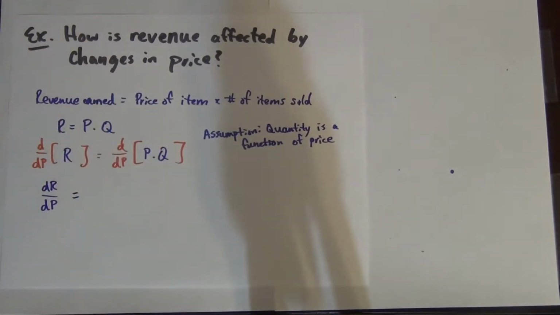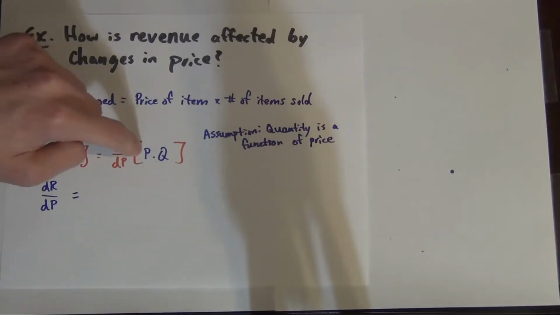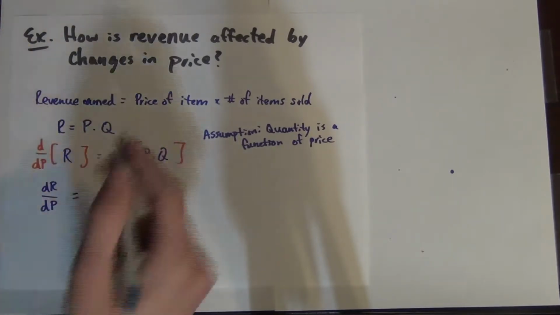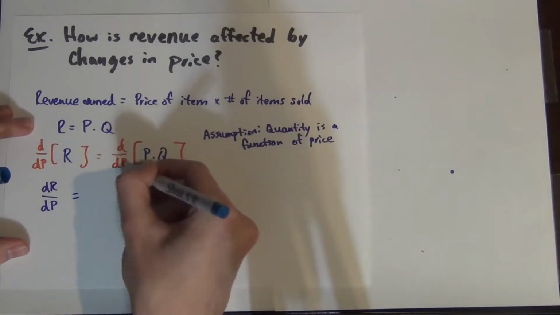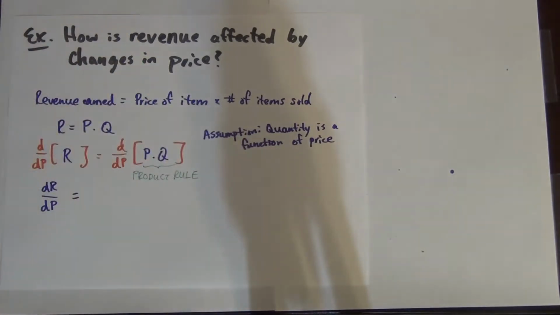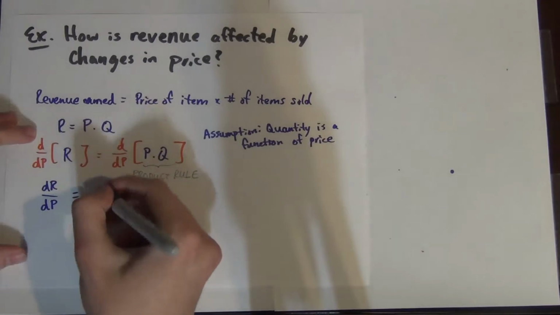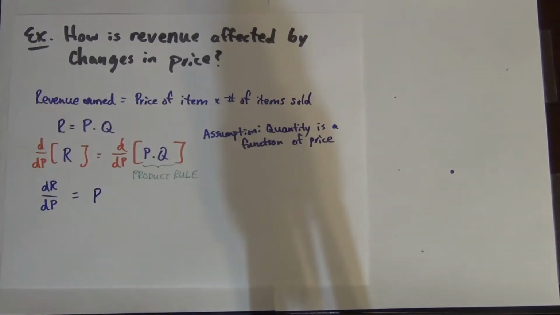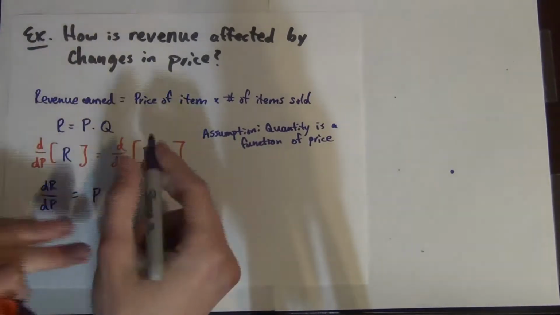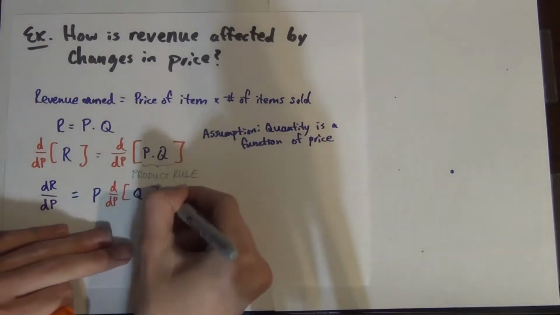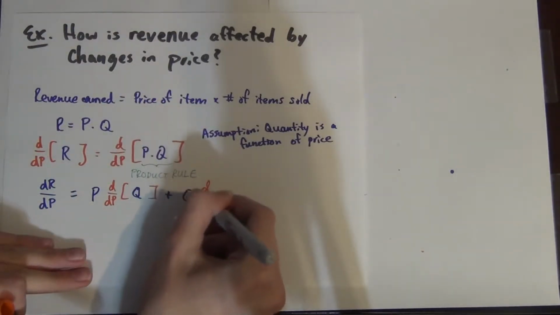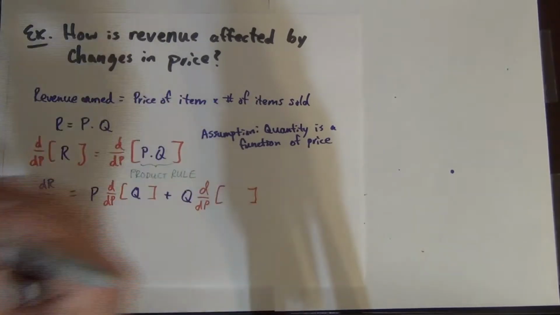All right, so like I said, the reason we're going to use the product rule, well, we have two functions. We have two functions of price being multiplied together. Two functions of this variable. Okay, so here I'm going to use the product rule. And if you will recall, what the product rule says is you take the first function times the derivative of the second, plus the second times the derivative of the first, which is price.